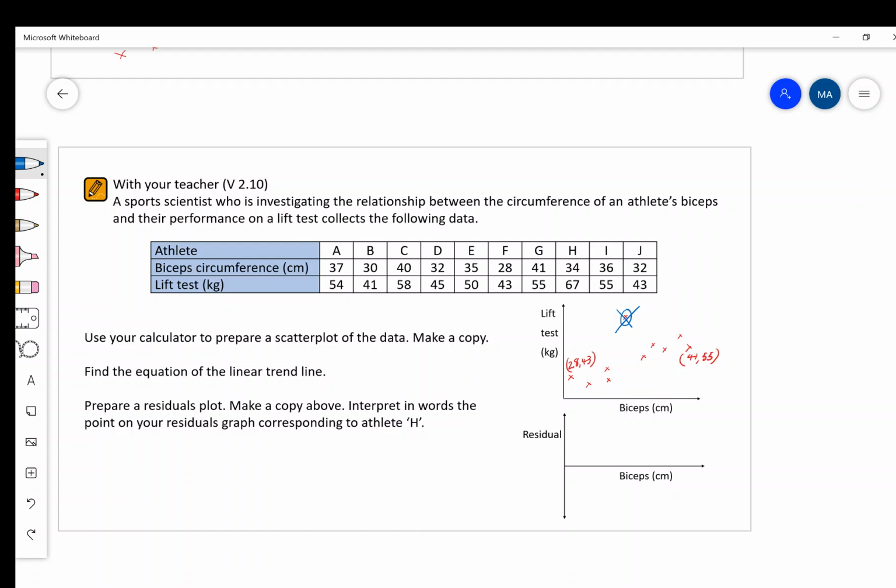So like I said, this comes up from time to time in general maths tests and examinations, so make sure that you understand when you can and can't eliminate a data point.